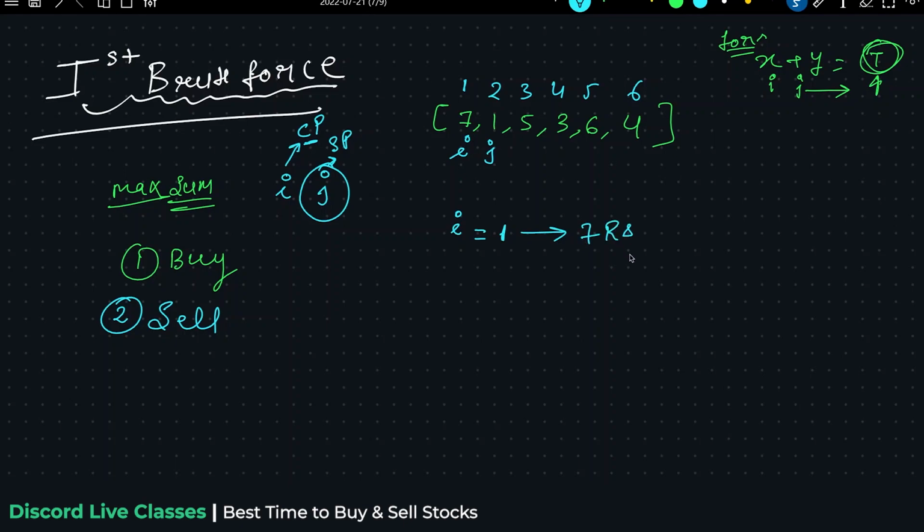7 rupees. I'm just considering the unit as rupees. Okay, cool, 7 rupees. If I buy on this particular day, the first day, I got the price 7 rupees. Let's suppose on I value 1 I will be purchasing on that day, and now I will start j is equals to I plus 1. Listen very carefully. I will be starting the j value from I plus 1, that is nothing but from 2.